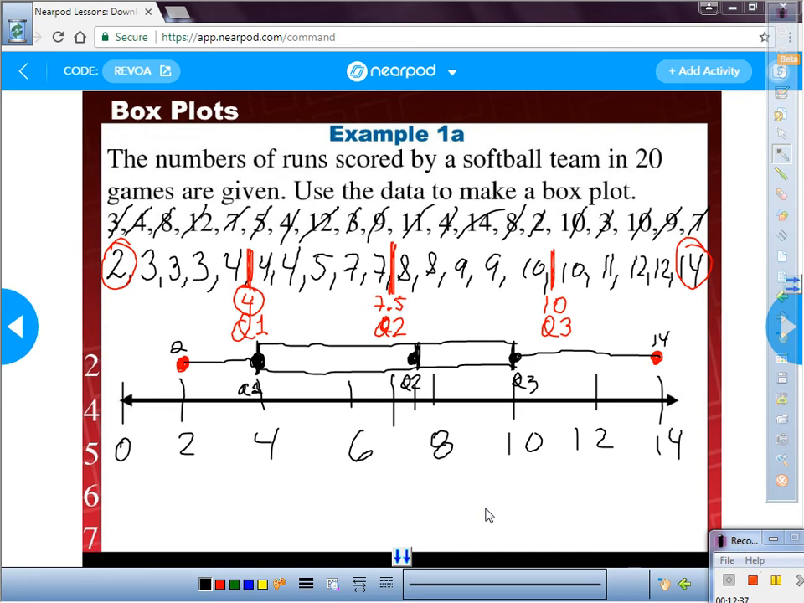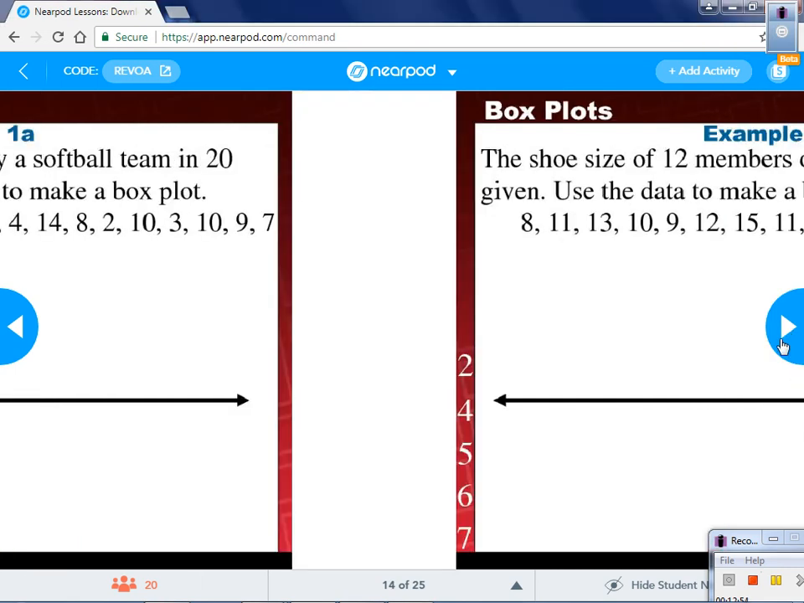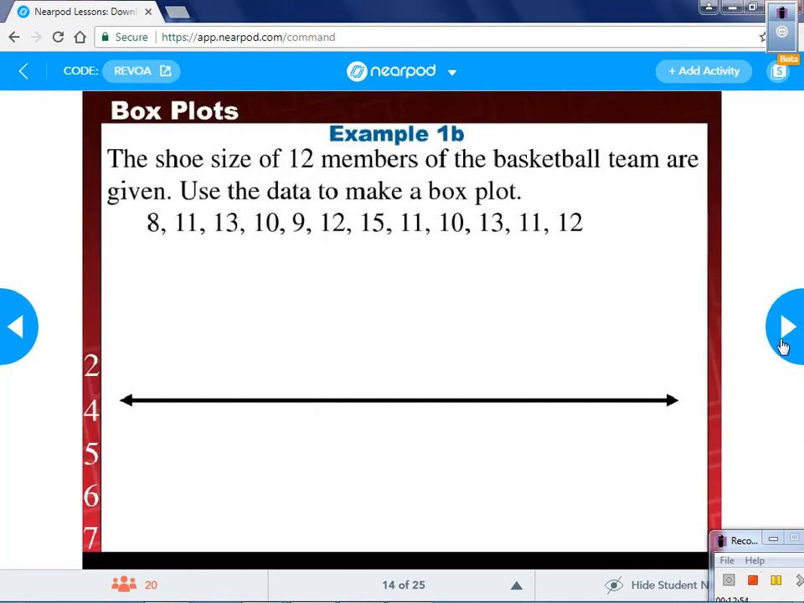Fairly simple? Yeah, because we've been doing this since last week, haven't we? Q1, Q2, Q3. The only thing that we added today is what? The minimum and the maximum. All right. So with that said, you go and do that the same. Copy that example B. Copy the problem. It says, the shoe size of 12 members of the basketball team are given. Use the data to make a box plot. Okay, copy that. And once you're done, send me your box plot.